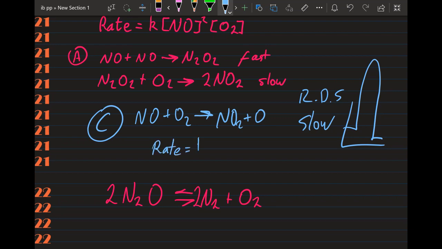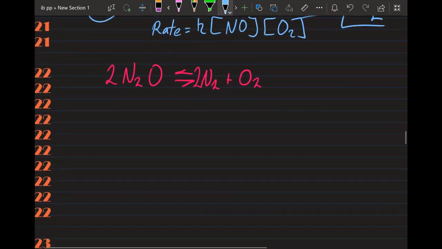Now, the trick is to work out the rate equation. You put rate equals K, and then you take the contents of this slowest step, or the rate determining step. So in this case, I've got an NO, and I've got an O2. And that doesn't match the given rate equation. So it must be C. The others do match.